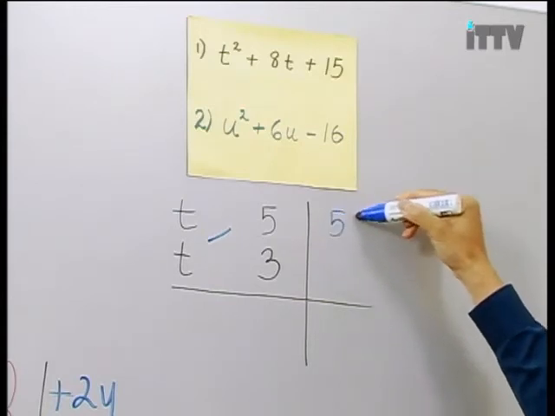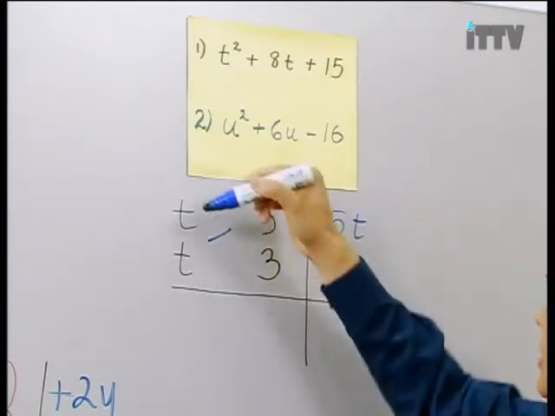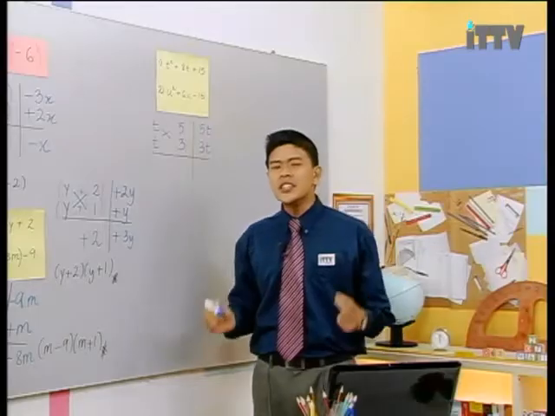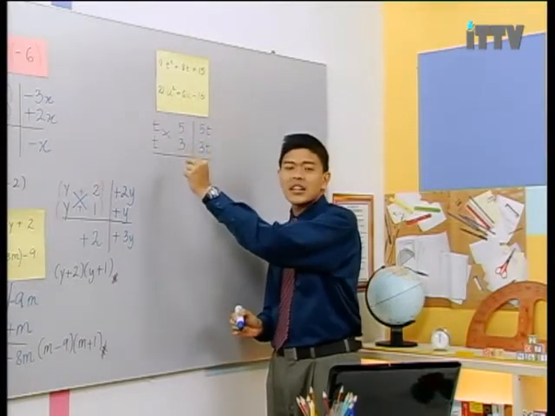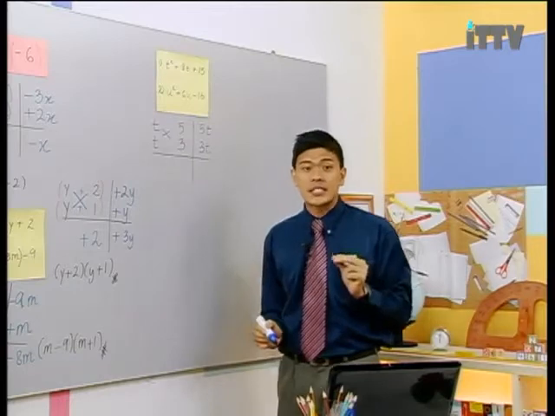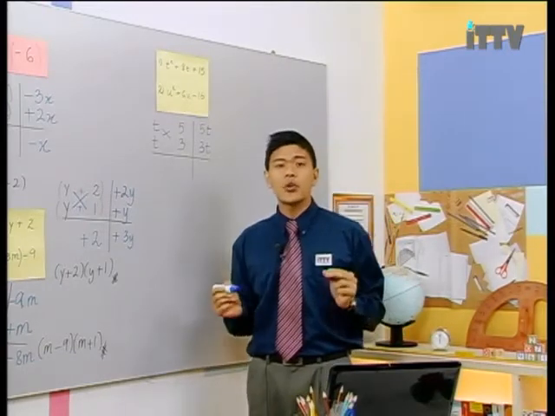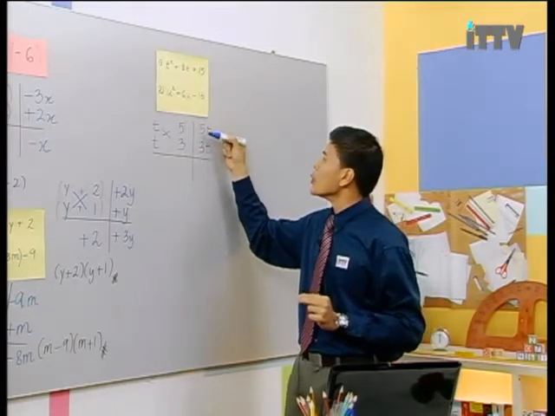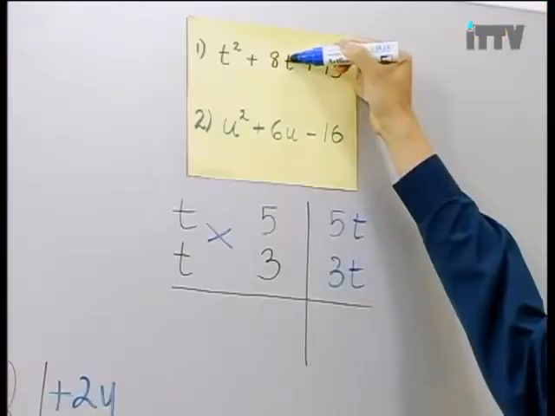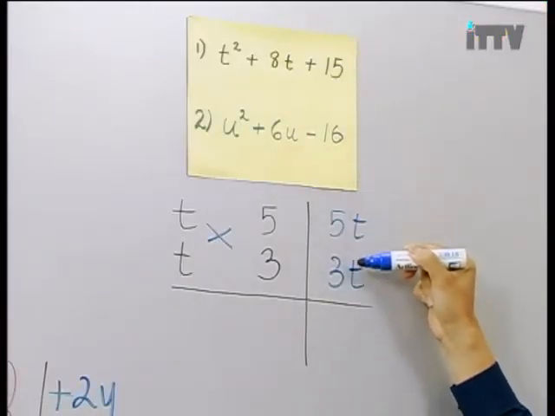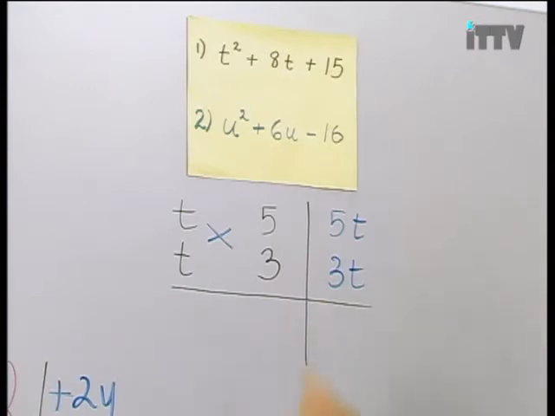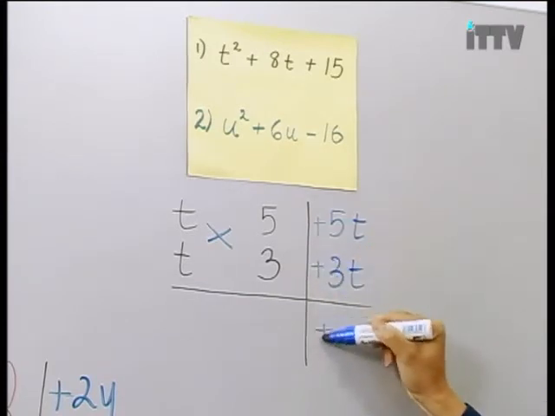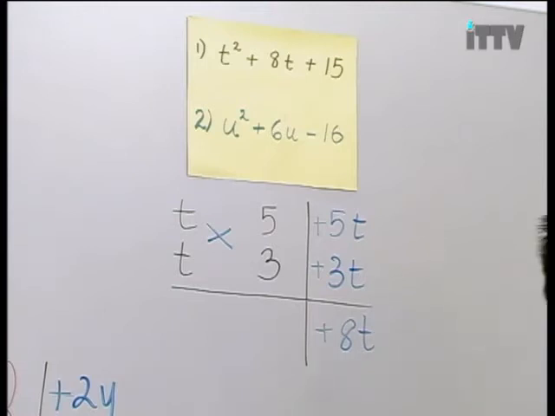5t. And the second cross, t by 3, multiplied gives 3t. The reason why we cross and multiply them at this stage is so that we can put in the right sign now. Remember, the sign of positive or negative only comes at this stage. So now, how are we going to adjust the sign such that we will get positive 8t from 5t and 3t? Where to put? Positive and positive.